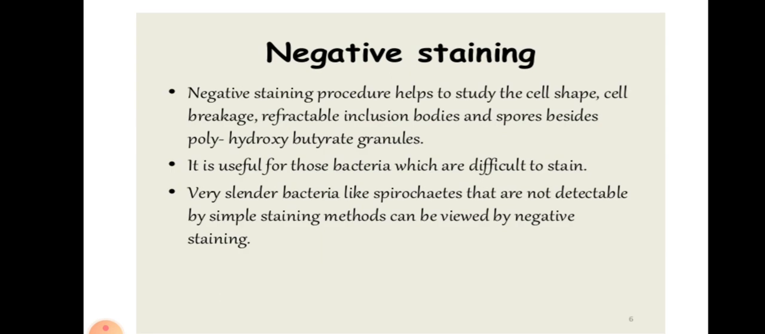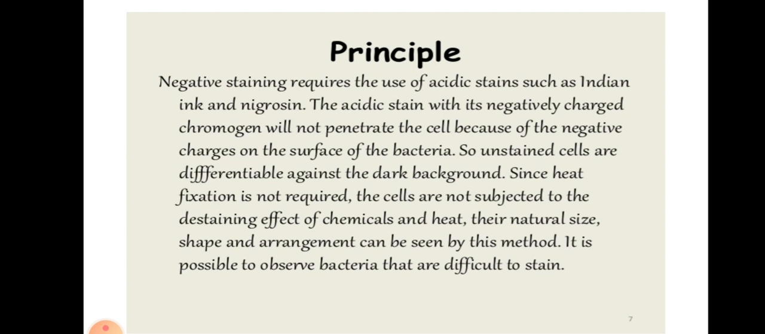The second type of simple staining is negative staining. The negative staining procedure helps to study the cell shape, cell size, refractile inclusion bodies and spores besides polyhydroxybutyrate granules. It is used for those bacteria which are difficult to stain. Very slender bacteria like spirochetes that are not detectable by simple staining methods can be seen by the negative staining technique.